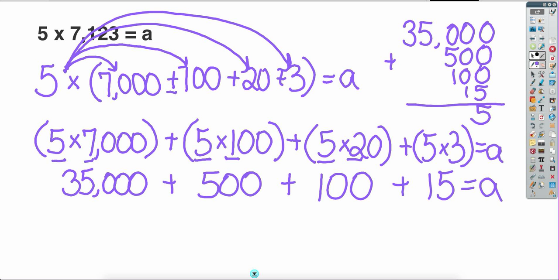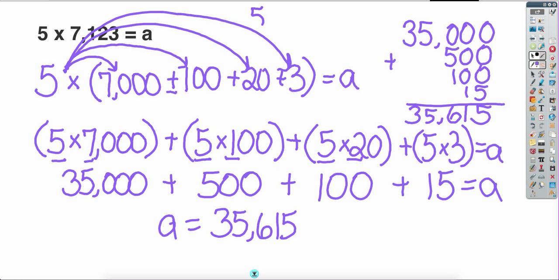So I have 5, 1, 6, 5, 3. So I have the final product is 35,615. So 5 times 7,123 is 35,615. Okay, and that is it. That is how we multiply a 2, 3, and 4-digit number by a 1-digit number using the distributive property of multiplication.